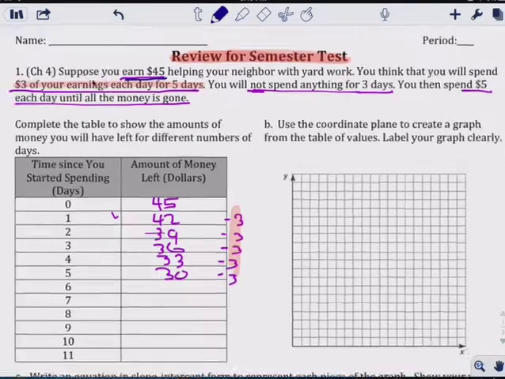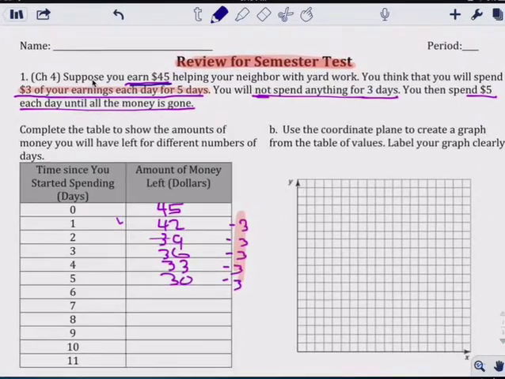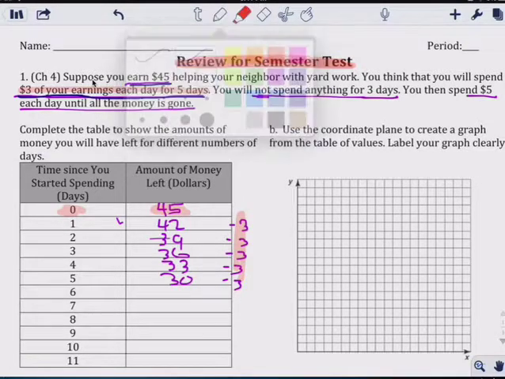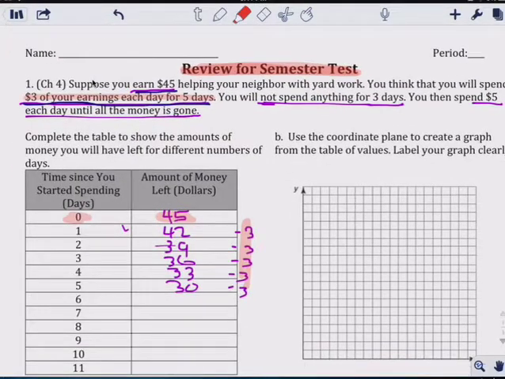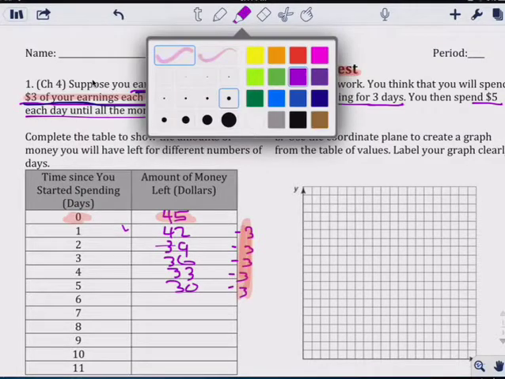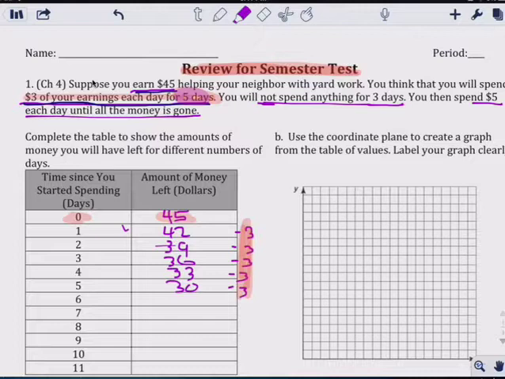Yard work, you think that you will be spending $3 of your earnings each day for 5 days. Okay, so at $0 here, at 0 days, you have $45. That's what you start out with. And then you subtract $3 each day for 5 days. Notice here I put -3 on each one, and I have 5 days here. If you look at 5 days, right there, I have 5 minus 3 5 times.